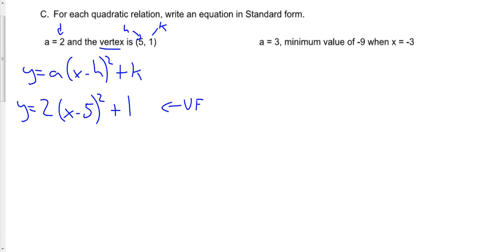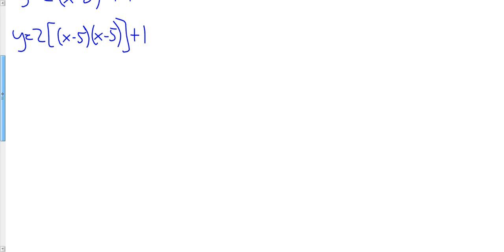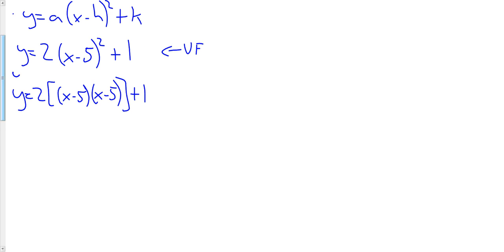In order to convert it into standard form, I need to multiply out the binomial in the middle. I'm going to write y is equal to 2 and expand out this (x minus 5) all squared, because that just means (x minus 5) times (x minus 5). Then again, plus 1, because we haven't dealt with that plus 1 yet. The next thing we are going to do is multiply through and expand out those two binomials.